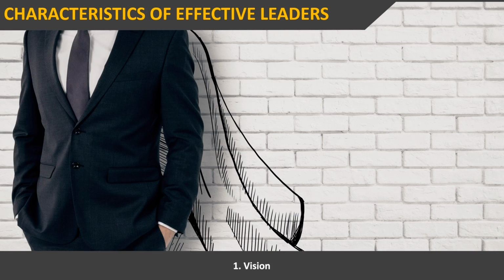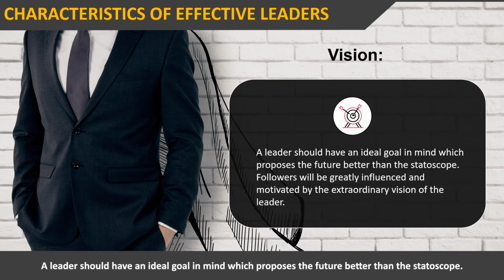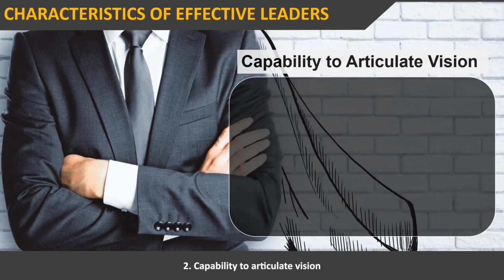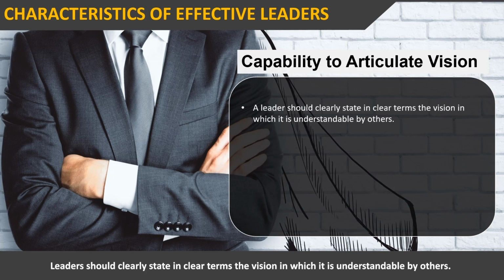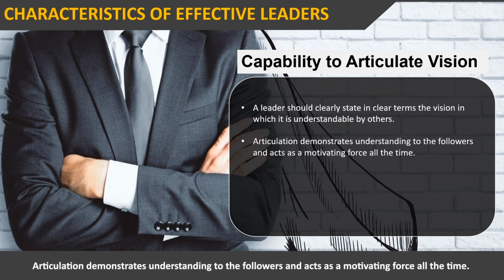The different characteristics of an effective leader. Those characteristics are: number one, vision. A leader should have an ideal goal in mind, which proposes a future better than the status quo. Followers will be greatly influenced and motivated by the extraordinary vision of a leader. Number two, capability to articulate vision. Leaders should state the vision in clear terms, in a way that is understandable to others. The articulation demonstrates an understanding of the followers' needs, and hence acts as a motivating force all the time, right?